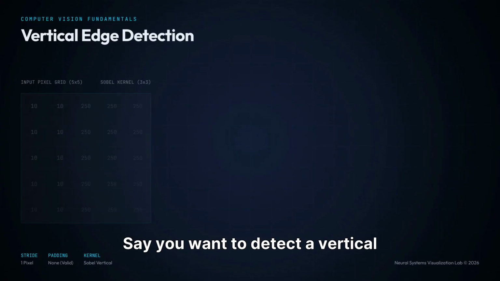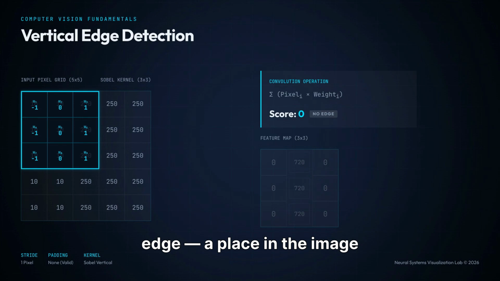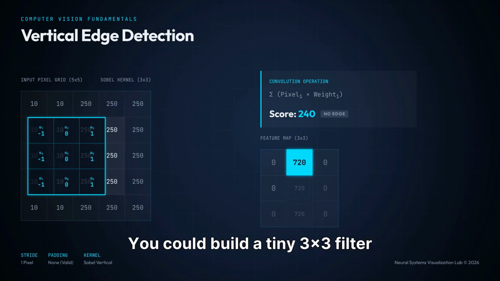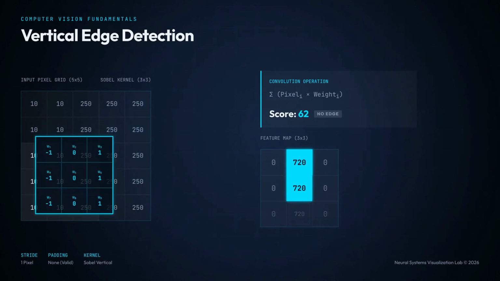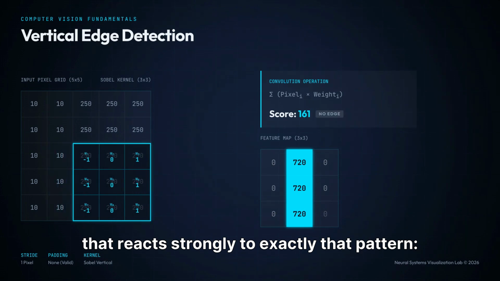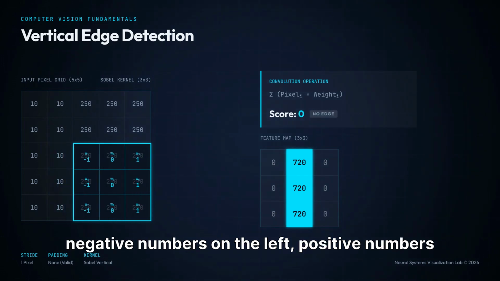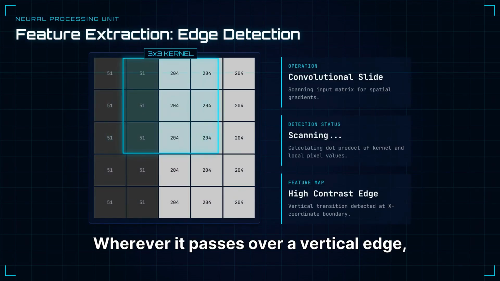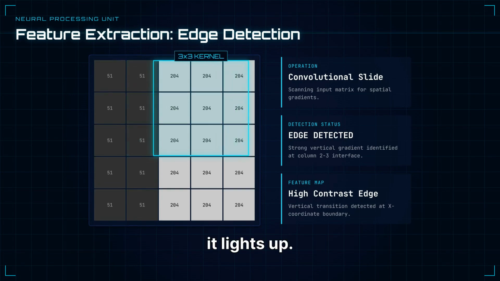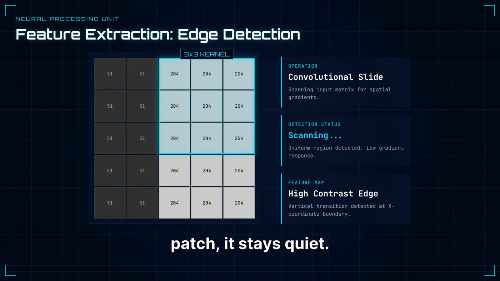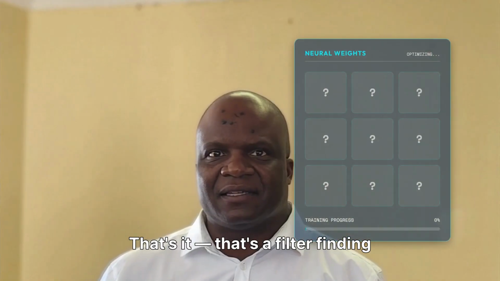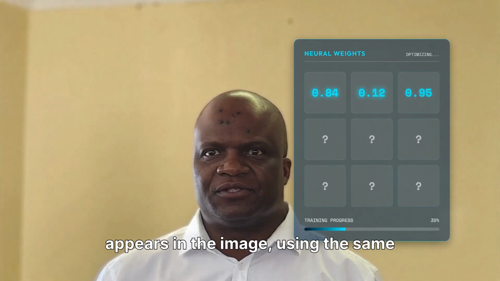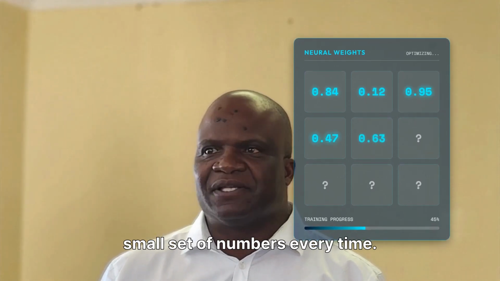Say you want to detect a vertical edge, a place in the image where dark pixels sit right next to light pixels in a vertical line. You could build a tiny 3x3 filter that reacts strongly to exactly that pattern. Negative numbers on the left, positive numbers on the right. Slide that filter across the image, one position at a time. Wherever it passes over a vertical edge, it lights up. Wherever it passes over a flat, uniform patch, it stays quiet. That's it. That's a filter finding one specific kind of pattern wherever it appears in the image, using the same small set of numbers every time.